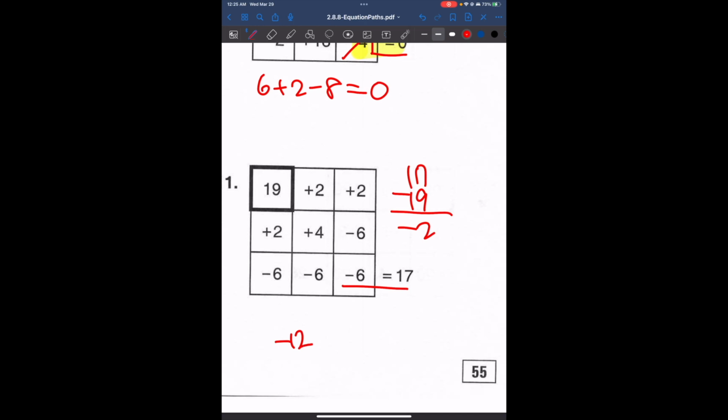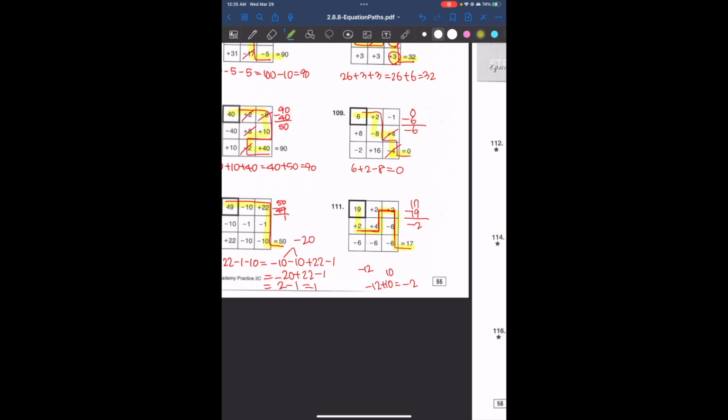And so the previous numbers in the path must equal 10, because -12 plus 10 is what gives us -2. And if we look here, all the positive numbers, 2 plus 4 plus 2 plus 2, give us 10, because 2 plus 4 is 6, and 6 plus 2 is 8, and 8 plus 2 is 10. And so if we connect it like this, we get 10 from here, and then -6 gives us a 4, -6 is -2, and so 19 minus 2 is 17. And so this was the path that we want to take.